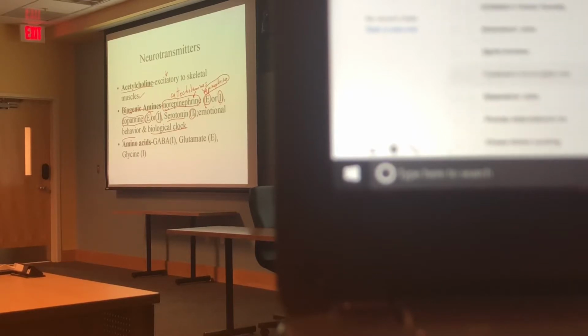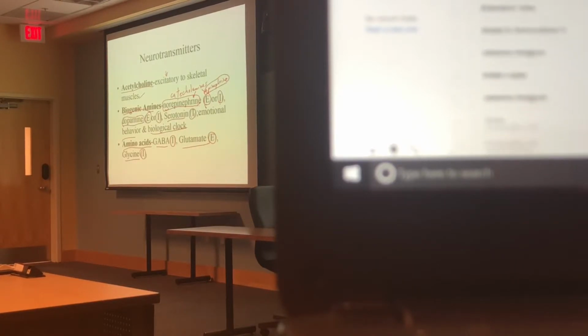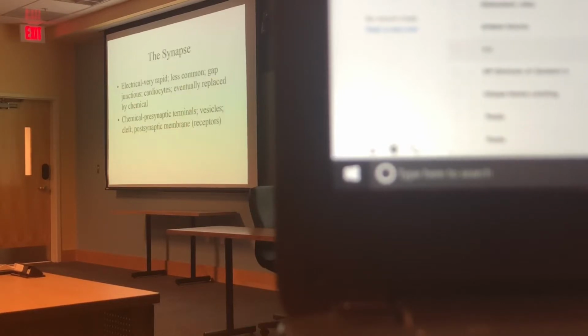And then you have amino acid types of neurotransmitters. You have GABA, which is inhibitory. You have glutamate, that's excitatory. And then you have glycine, that's inhibitory. So I've just given you a very basic, small number of the so-called neurotransmitters for you to worry about. Now, guys, the synapse.